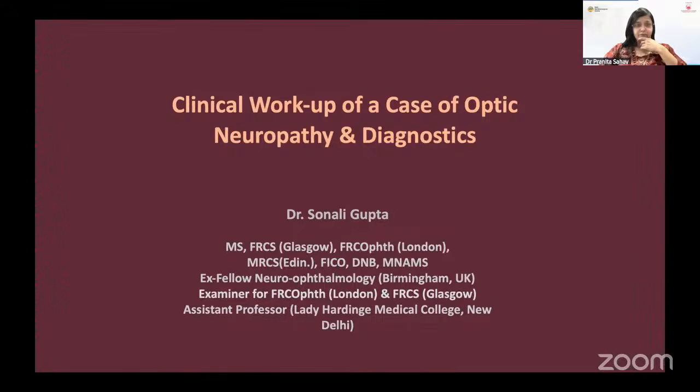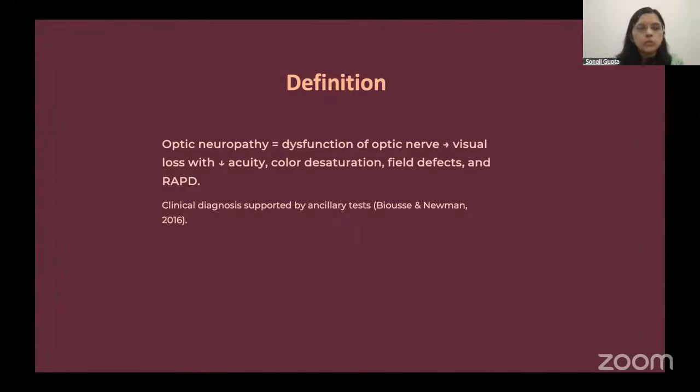Okay. So as we all know, optic neuropathy is a dysfunction of the optic nerve in which there is loss of visual acuity, color desaturation, field defects, as well as usually a presence of RAPD. It is more of a clinical diagnosis, only supported by ancillary tests. Hence, the point of today's lecture is how do we make a clinical diagnosis based on history and examination, followed by investigations.